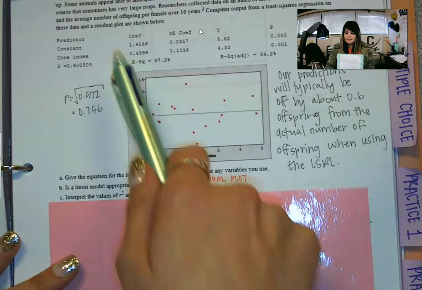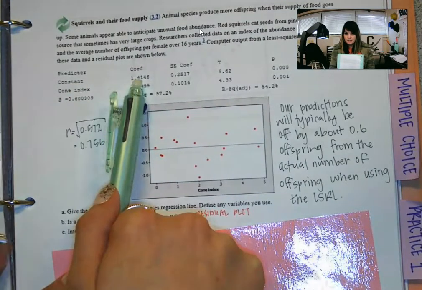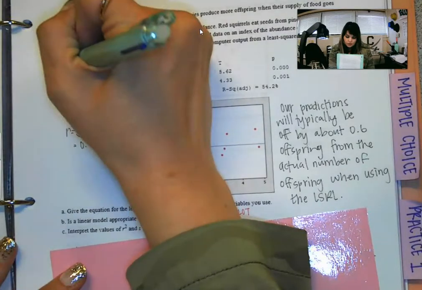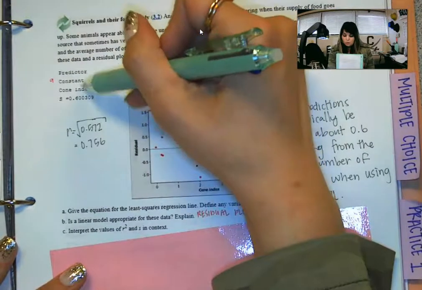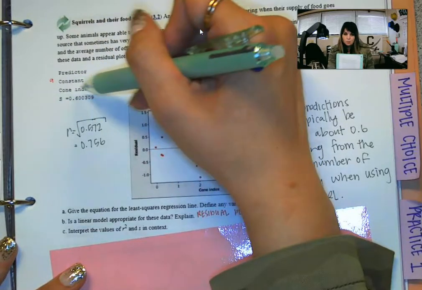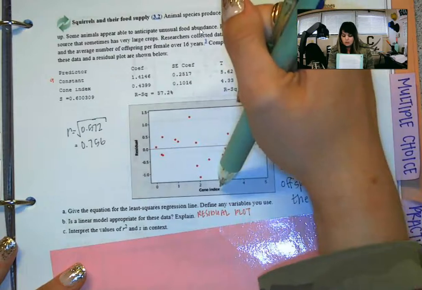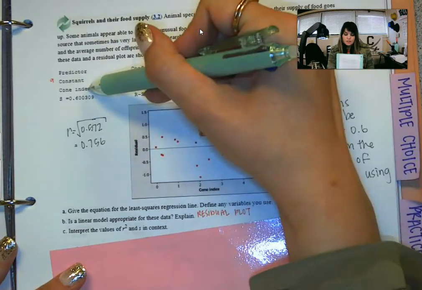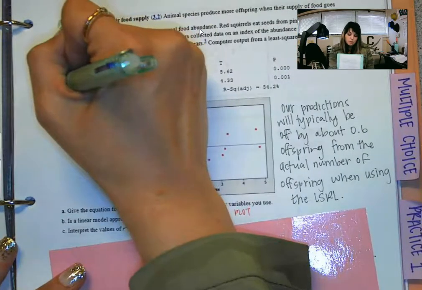So the line is given up here. The number that is across from the constant is your A value. Then right underneath the word constant, it'll have context. It'll match what the explanatory variable is. So notice on the graph, the X variable is called cone index, and on the table, it is also called cone index. This is your slope.